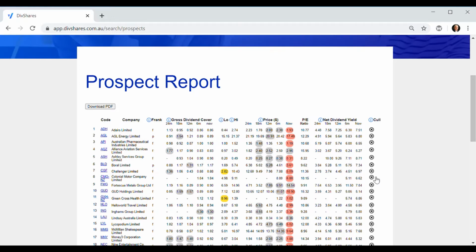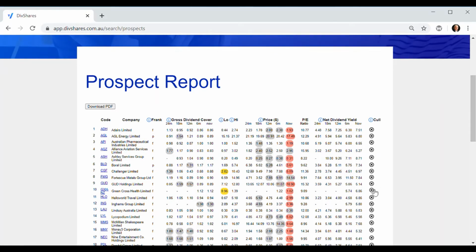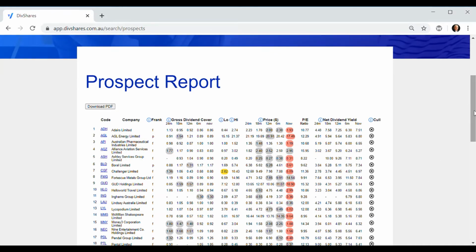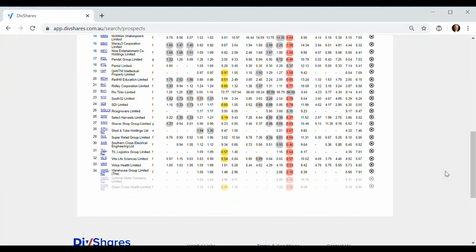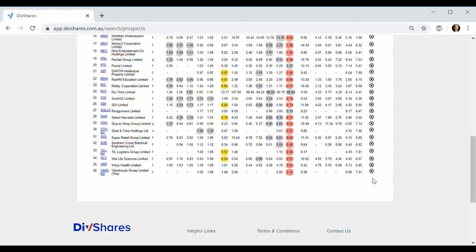Just to show you, we're just going to cull 2 companies. And if we go to the bottom of the page, here are these 2 companies sitting down here. And to reverse that situation, we only need to click on the cull button again.